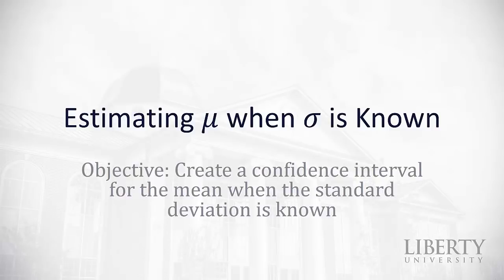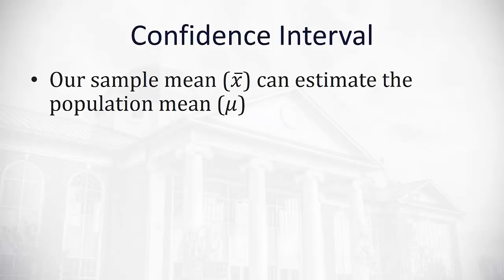In statistics, it's quite common to take a sample and use that sample to estimate what's happening with the entire population. That's what we're going to do as we create a confidence interval for the mean when the standard deviation of the population is known. But first, what is a confidence interval?